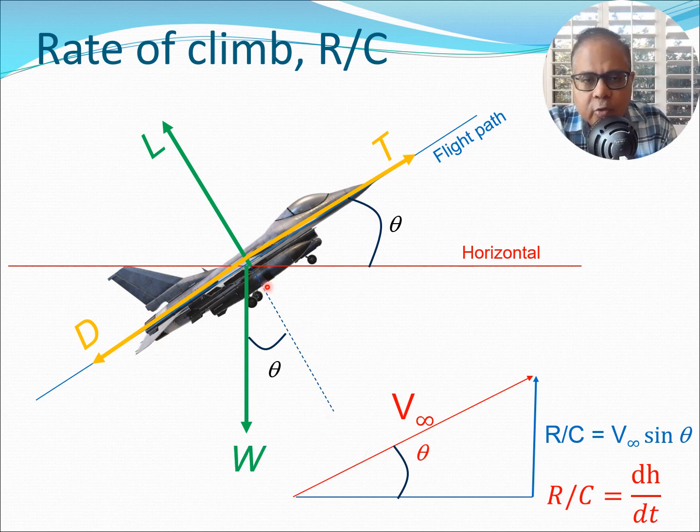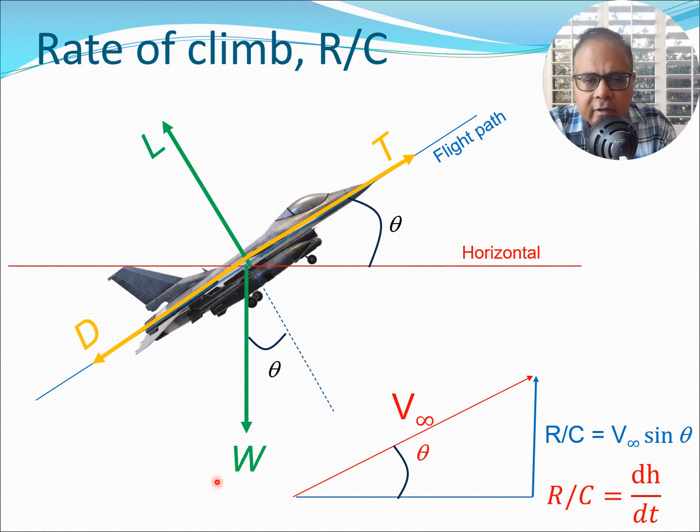Now let's again look at this picture we have considered before. This is the airplane in the climb mode, and you have the horizontal, you have the flight path, and you have the angle theta between the horizontal and the flight path. So when the aircraft is climbing, this is the path it takes. And we have discussed in our lecture before the different forces which act on the aircraft, specifically the thrust, the drag, the lift, and the weight.